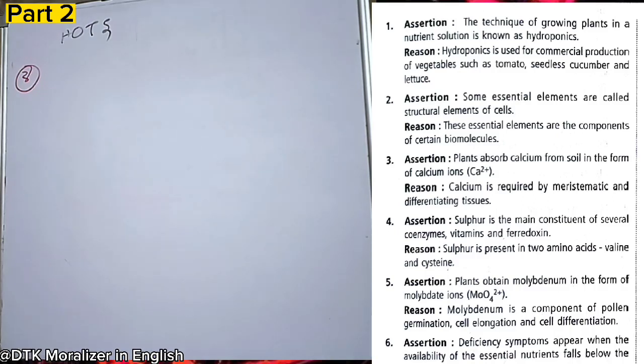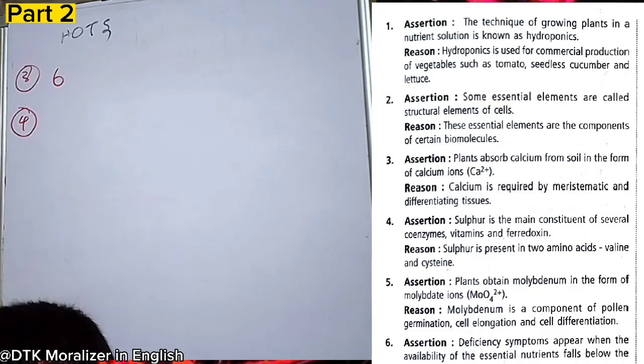Question number 3. Plants absorb calcium from soil in the form of calcium ions. Calcium is required by meristematic and differentiating tissues. So both are right but not the correct explanation, because in the assertion plant absorption is mentioned, but calcium-related information is given in the reason. So it is not the correct explanation, but both are right, so option B.